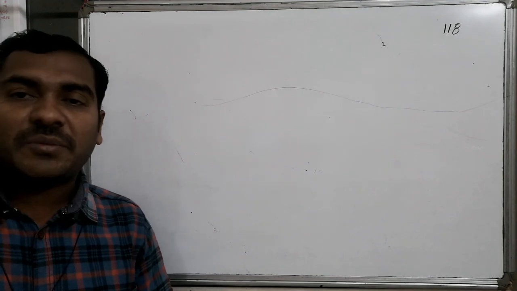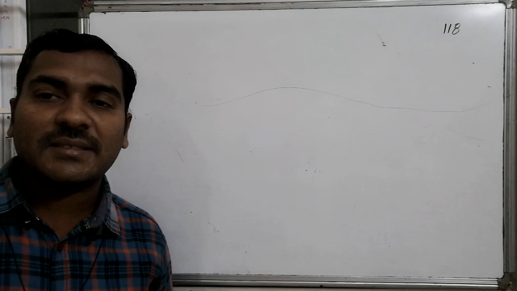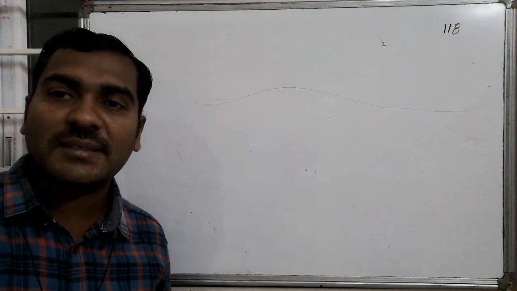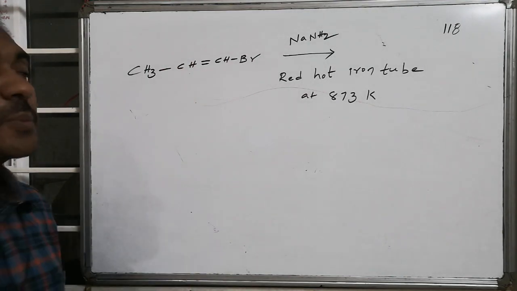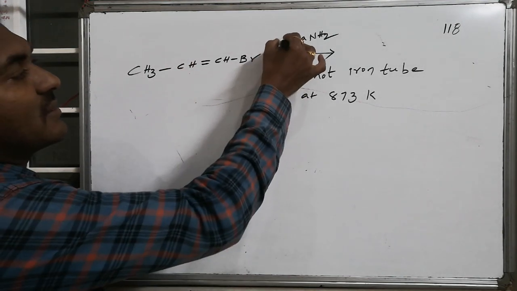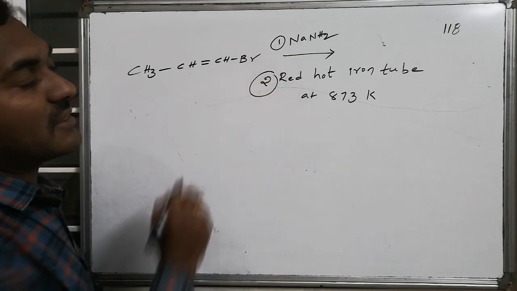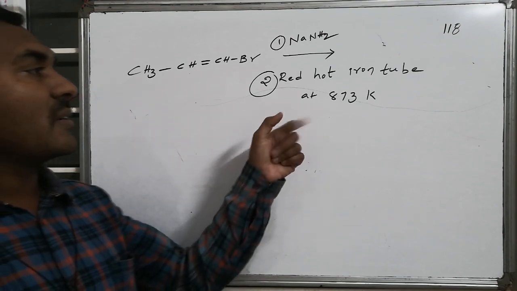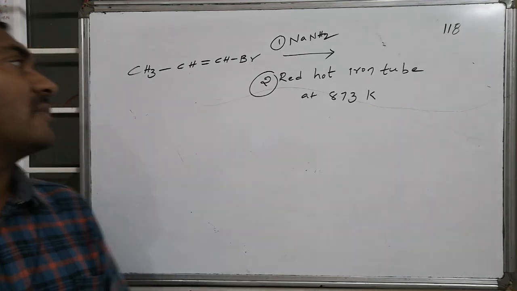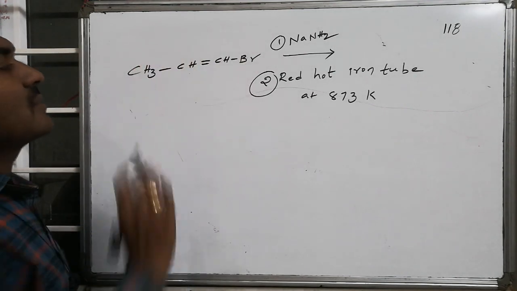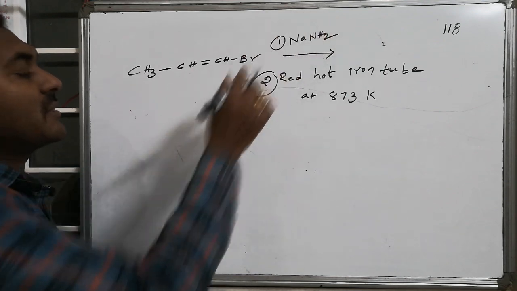Find the product of the following transformation. The reaction conditions provided consist of 1-bromopropene reacting with sodamide as the first condition, and whatever product is obtained is then subjected to red hot iron tubes under high temperature conditions of 873 kelvin. Here we have 1-bromopropene, which is subjected to sodamide.